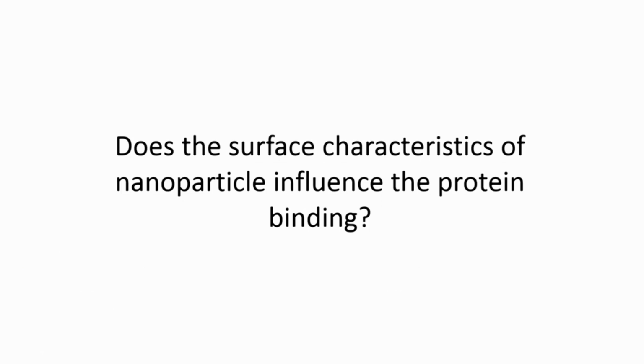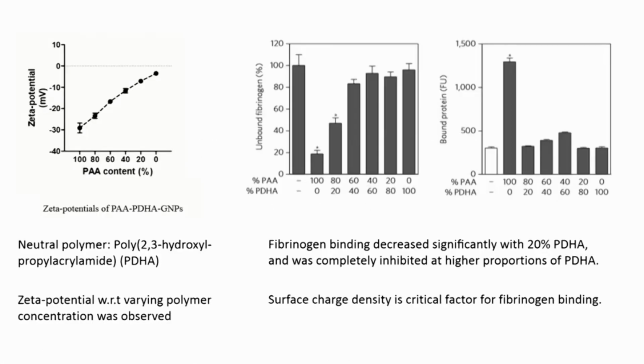And so, do these surface characteristics actually influence the protein binding? So, what they did is now they changed the surface. In this case, when they made these gold particles, they kept on decreasing the PA concentration. The PA, as I said, is polyacrylic acid, which is highly negatively charged. So, when you use 100% PA, you get a fairly highly negatively charged particle. Zeta potential is a way to measure the charge, and as you decrease this PA amount, the charge increases because this negative charge is going down.